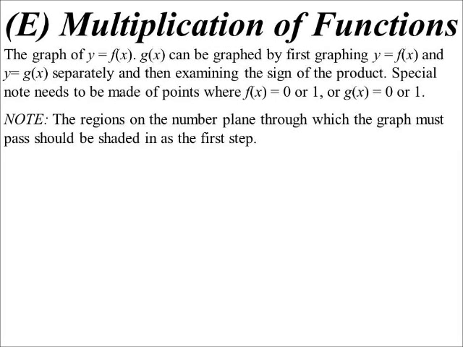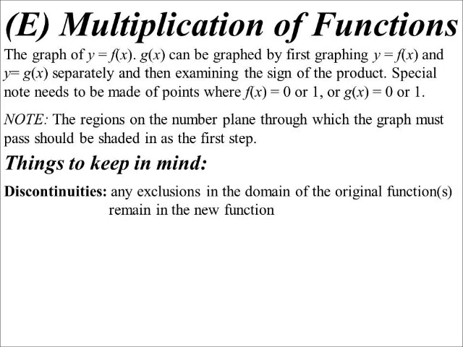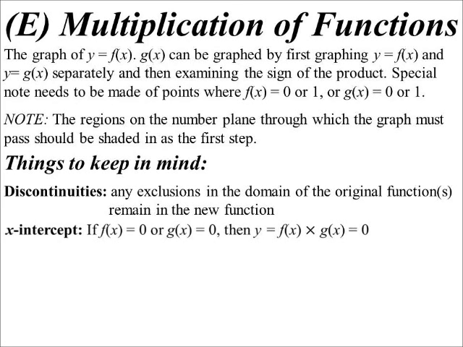Now, you see the note I put there. So it's an idea to first of all work out where it's going to be positive, where it's going to be negative, and that gives you an idea where the curve's travelling. So some other things to keep in mind: discontinuities. So again, they're not going to disappear. So any exclusions in the domain of one of the functions will become a discontinuity in the new function. X-intercept, well, that's what I just mentioned. If you've got 0 on one of them, multiply them together, it's got to get 0.